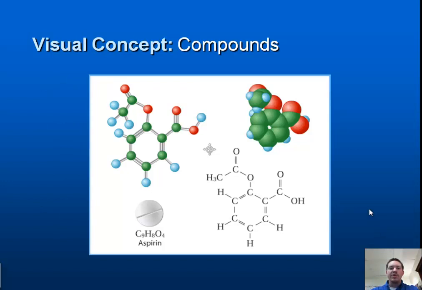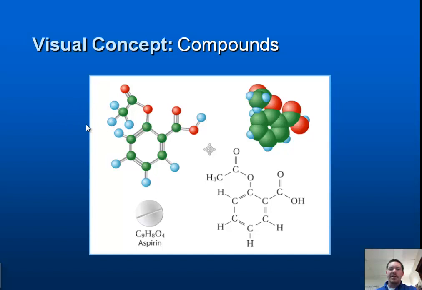Typically, we can show chemical bonds or compounds in different ways. We've got different models that we have used. We've got a ball and stick model in the top left here. We've got a space-filling model. We've got a structural model. And we've got the chemical formula for this particular compound.